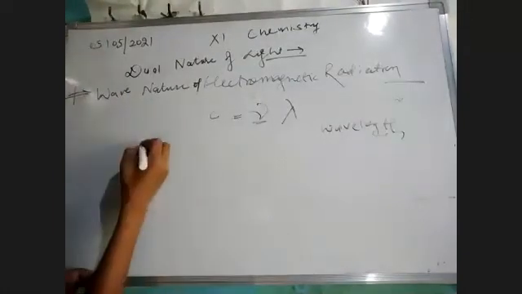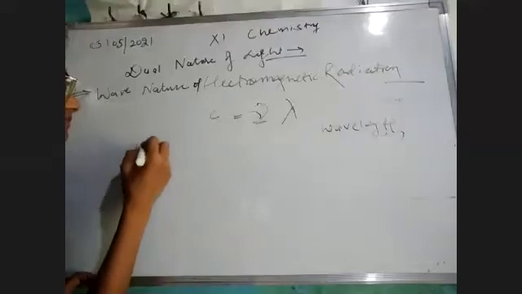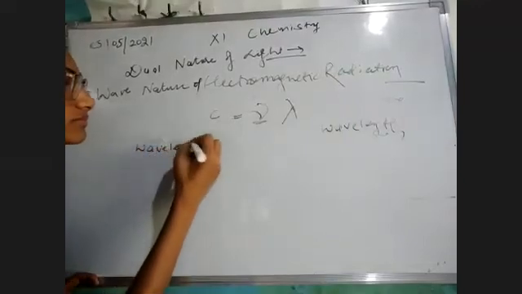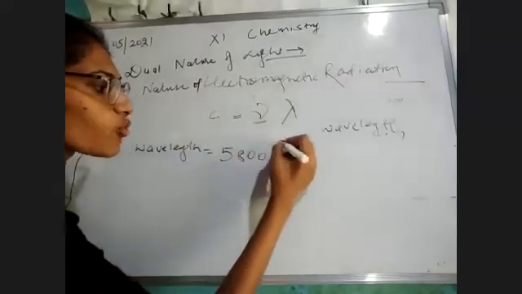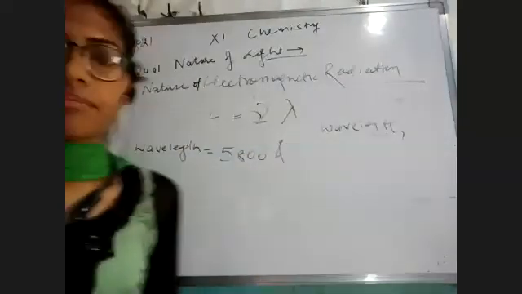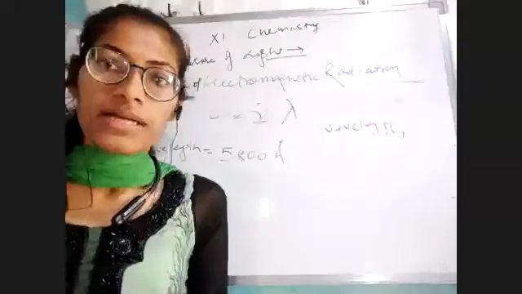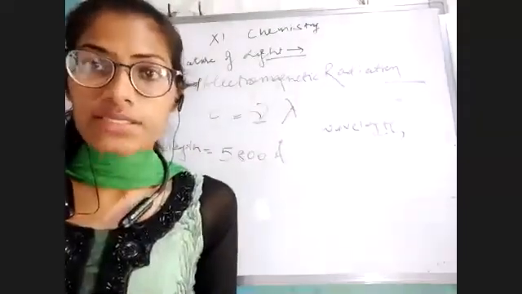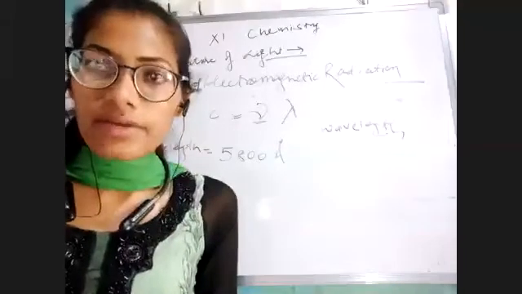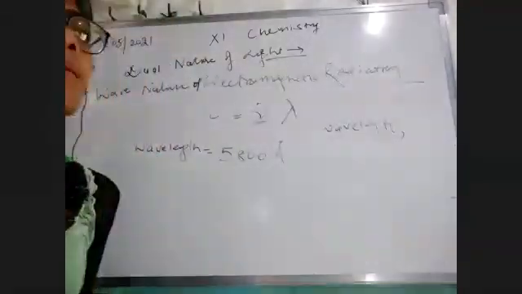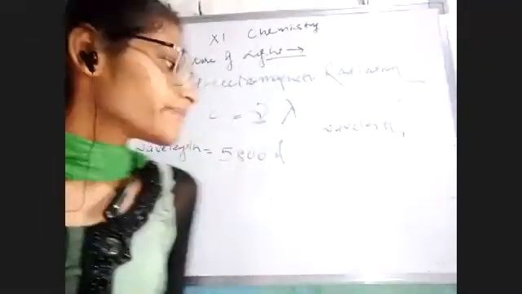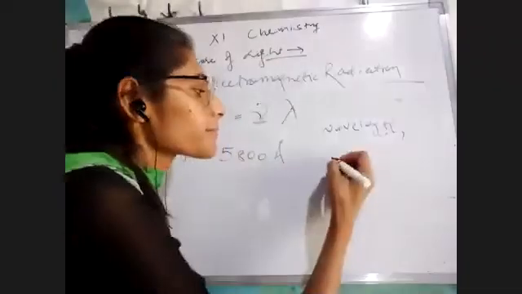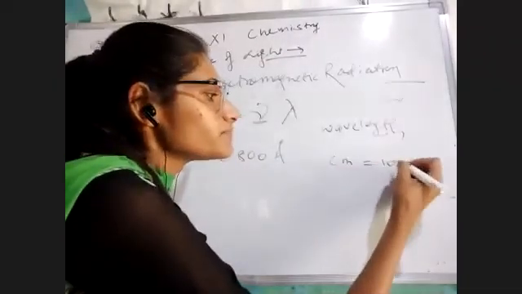Firstly, we have wavelength which is equal to 5800 angstrom. I hope you have heard about angstrom. In the first chapter, we have different types of units like nanometer, micrometer. Please keep them in mind. You must remember this. That's why this is included in your first chapter. We have centimeter. You know that.